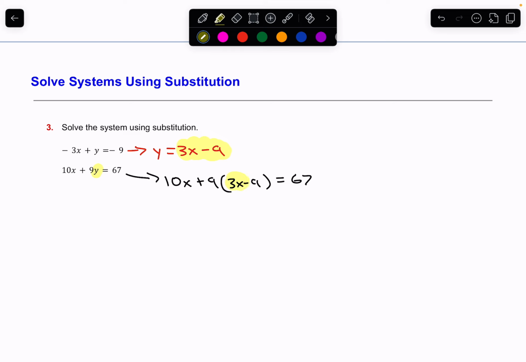So again, this y right here, 3x minus 9, got replaced in that second equation because I have y equals here, and I have a y over there I can plug it in for.